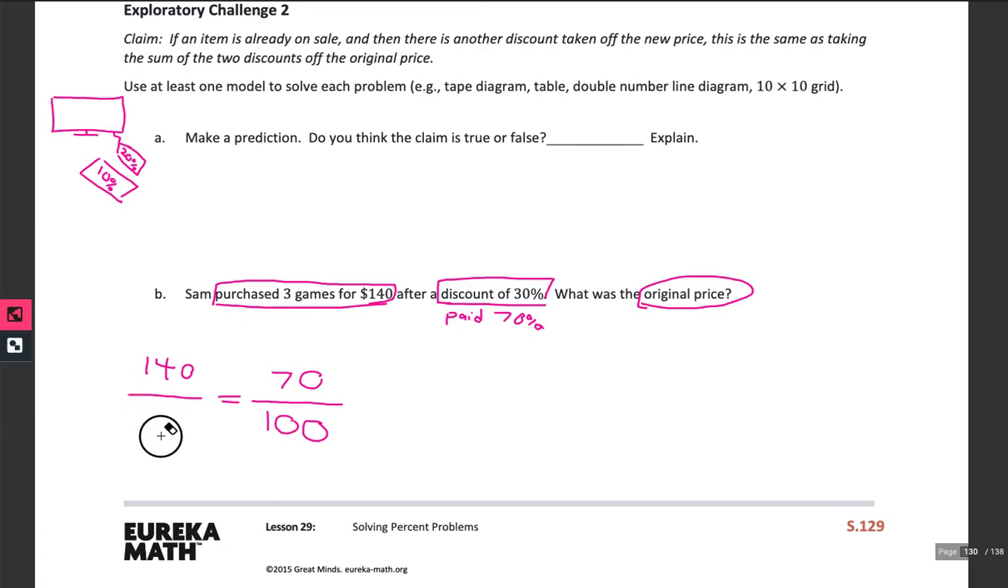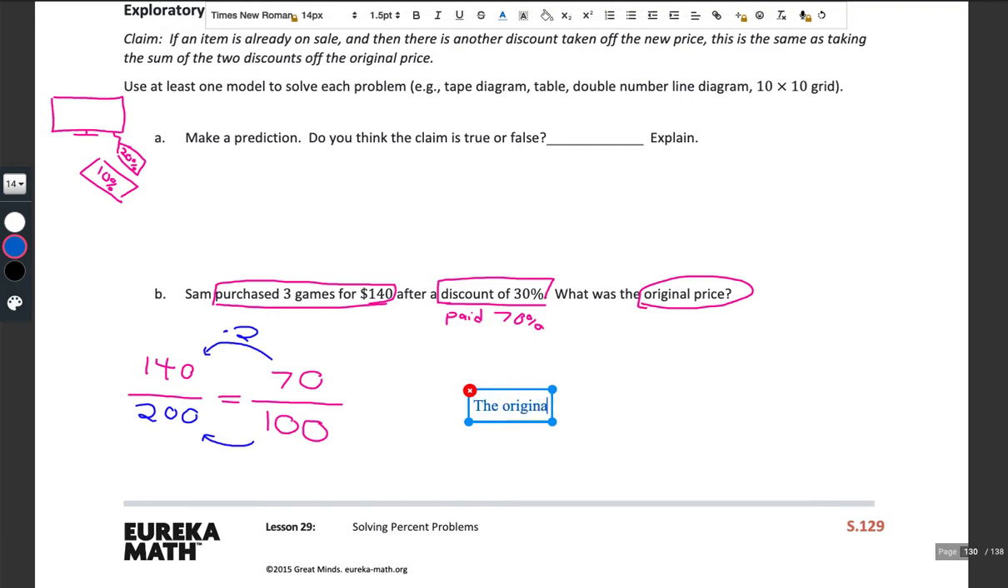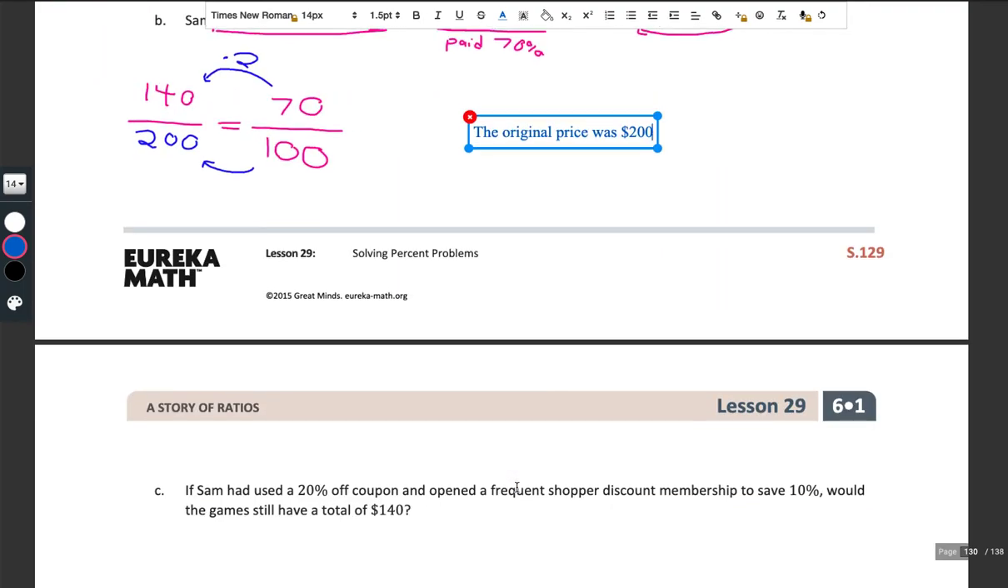Okay, so if I'm looking for multiplying, dividing patterns, I don't see one necessarily going from the numerators to the denominators, but right here I see one. And it is times 2. 70 times 2 in this direction. So 100 times 2 would be 200. So the original price was $200. Cool. There's that one.